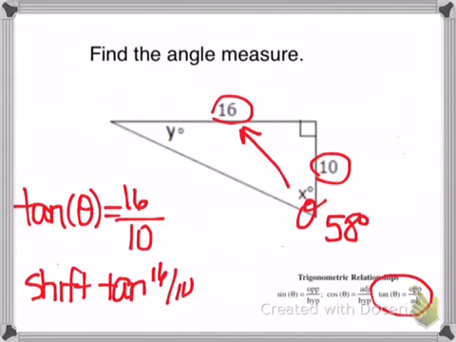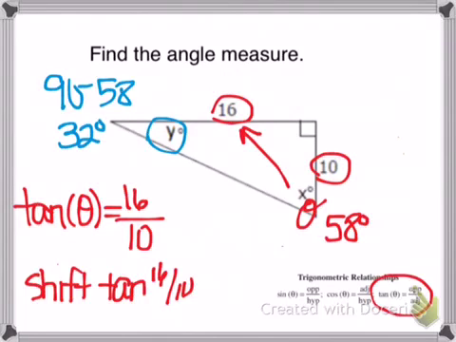And if I want to find y, I could use the postulate that says that the acute angles of a right triangle are complementary. So to find angle y, all I need to do is 90 minus 58. So that would give me angle y would be 32 degrees. So I know both angles there.